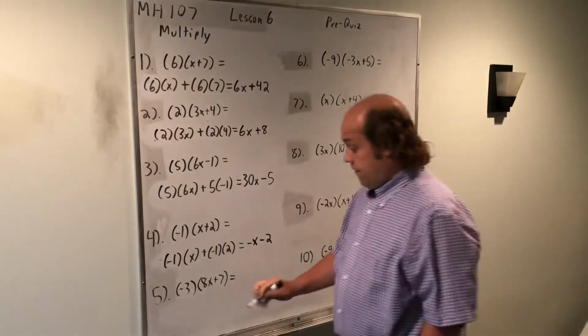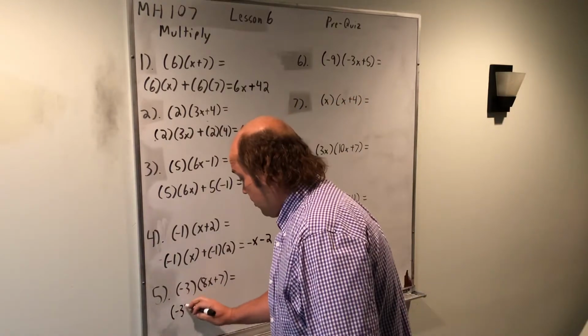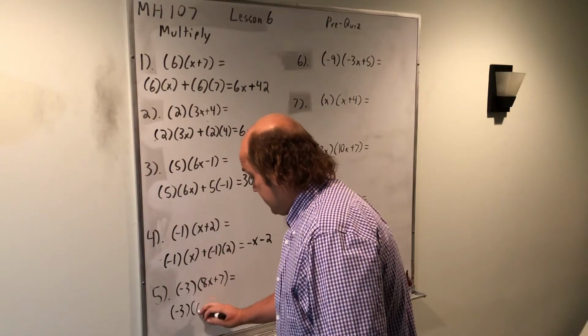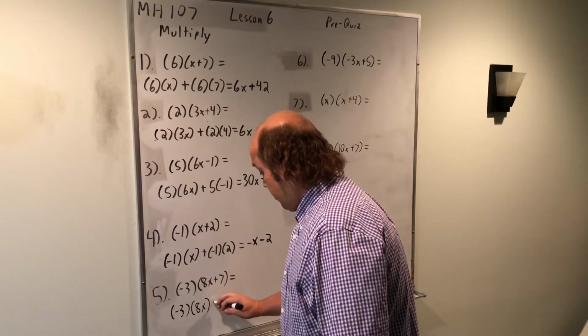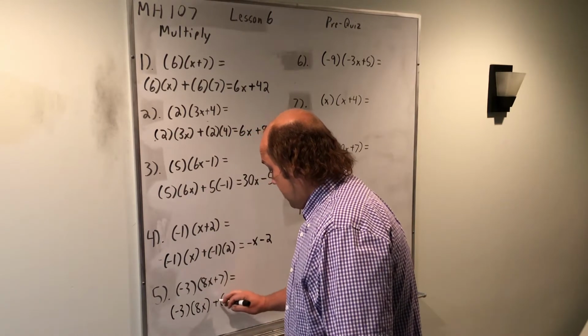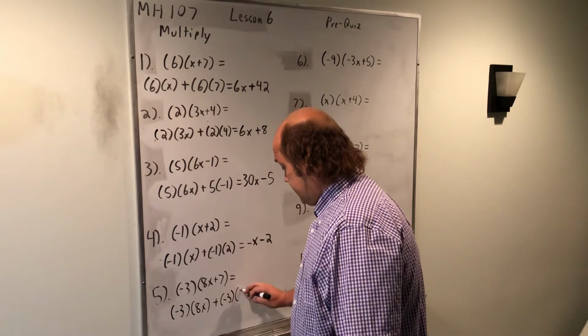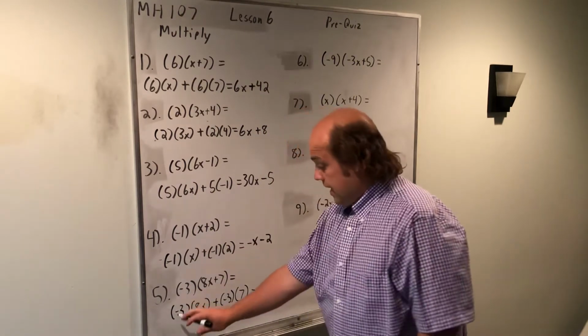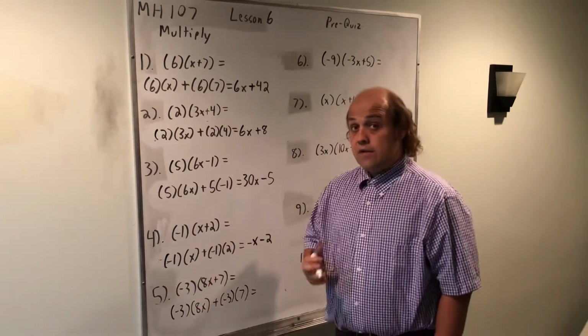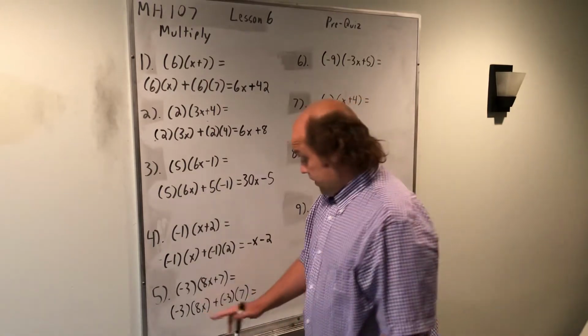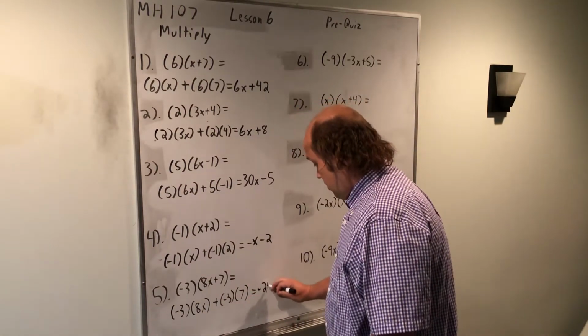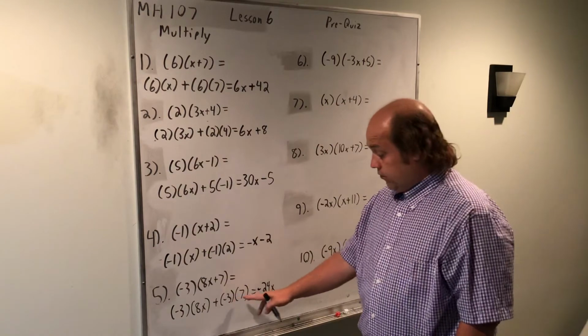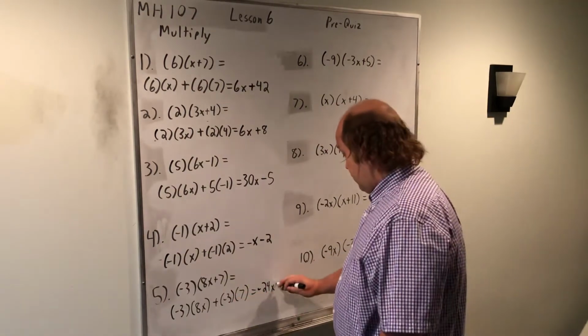In problem 5, we're multiplying a negative 3 on the outside times a positive 8x. Then we're multiplying another negative 3 times a positive 7. Negative 3 times 8 gives me negative 24 with that single power of x. Negative 3 times 7 gives me negative 21.